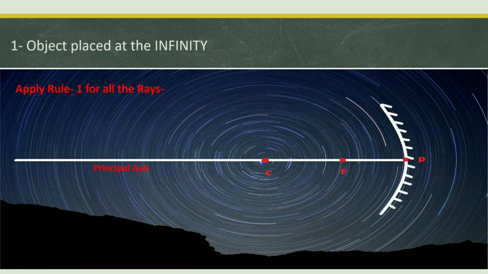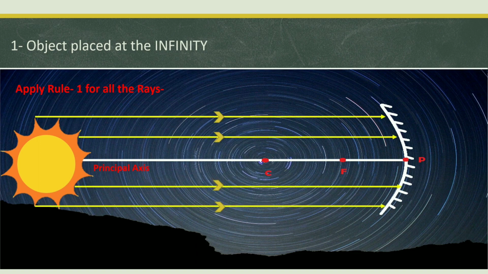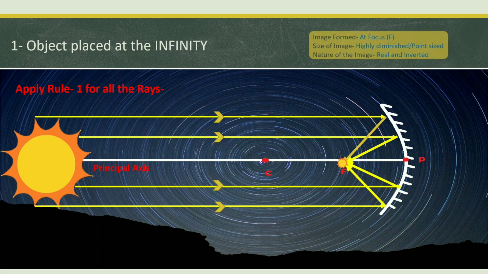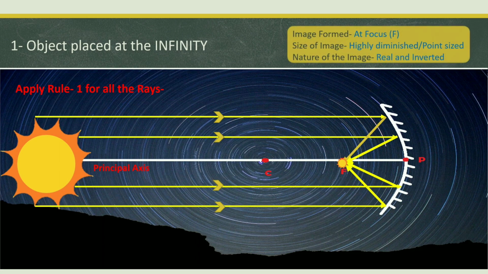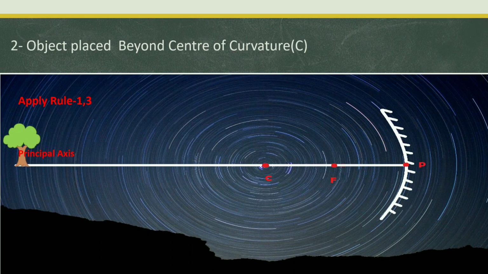Condition number 1. If the object is placed at infinity. The best example for such an object is the sun. In this case, all the incident rays become parallel to the principal axis, and the image is formed by the convergence of reflected rays at the focus. The image is highly diminished or point-sized. It's real and inverted.